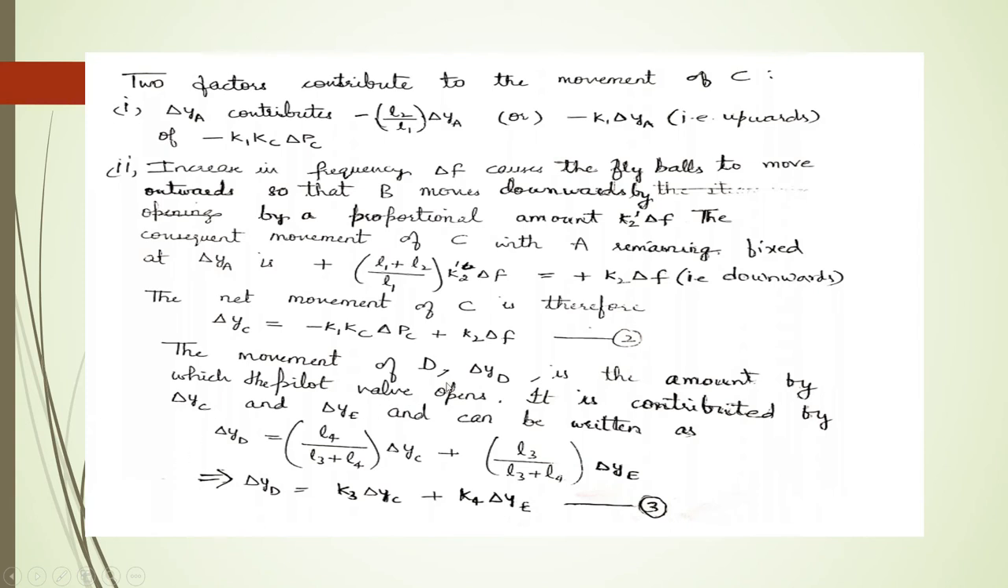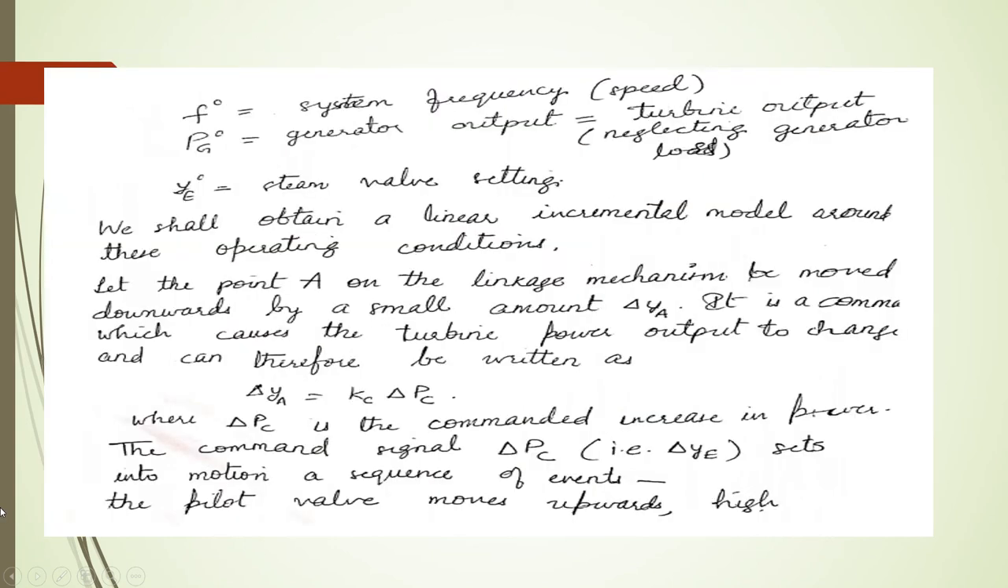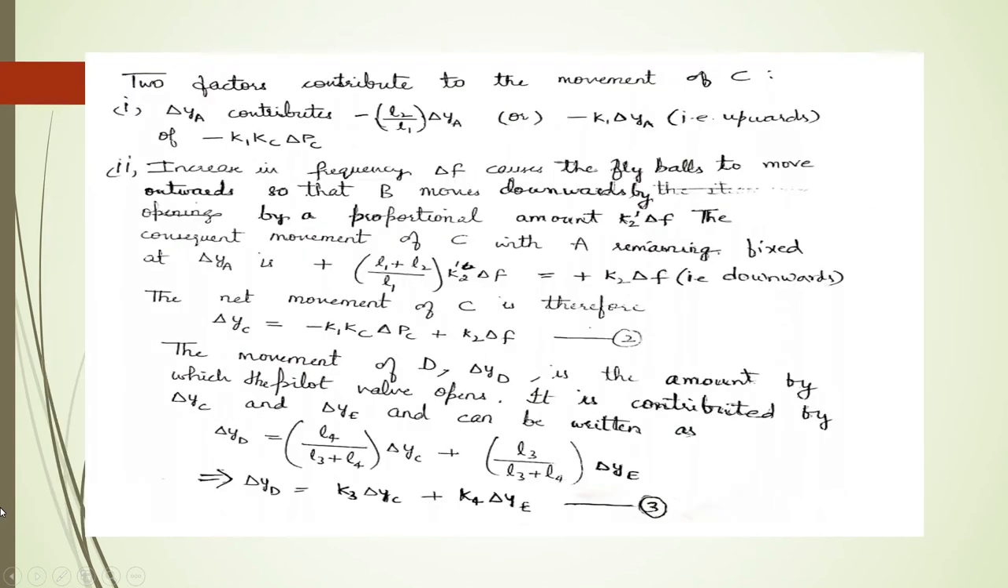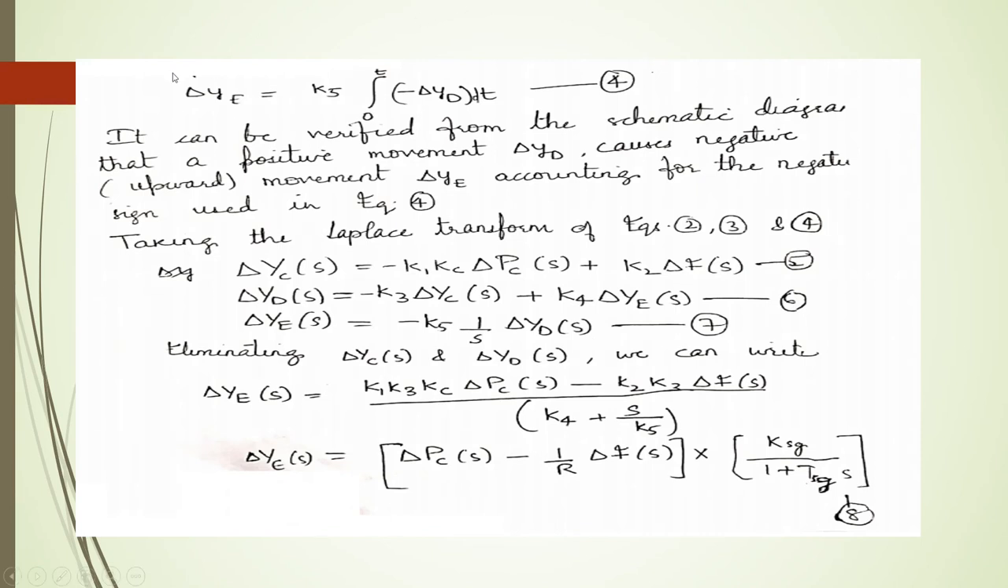Now the movement of D, delta YD, is the amount by which the pilot valve is opening. So it is contributed by delta YC and delta YE, and delta YD can be written as L4 by L3 plus L4 delta YC plus L3 by L3 plus L4 delta YE. So now we are getting the third equation, that is delta YD is K3 delta YC plus K4 delta YE. Now delta YE can be written as K5 integral 0 to T of minus delta YD dT.